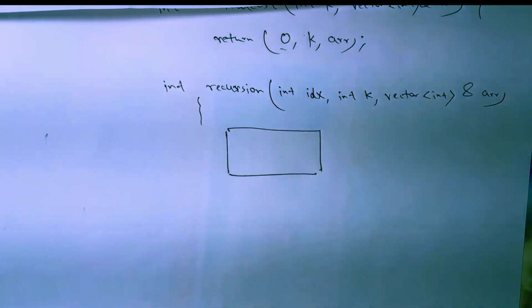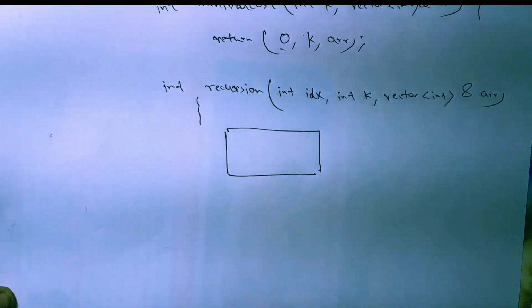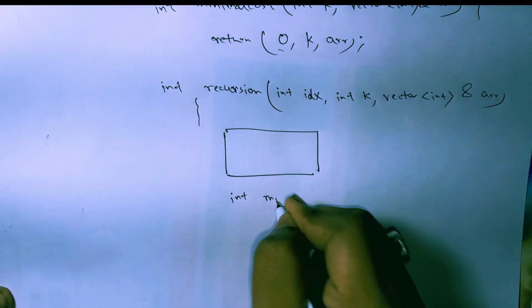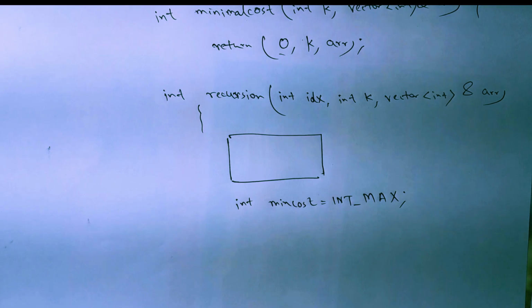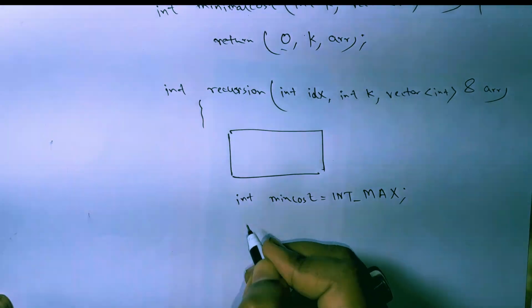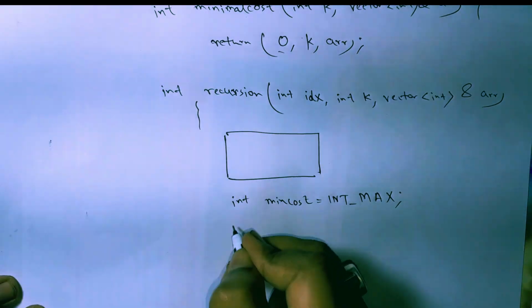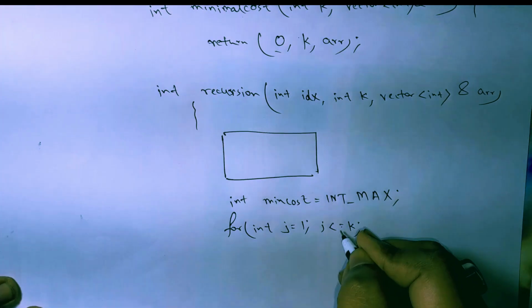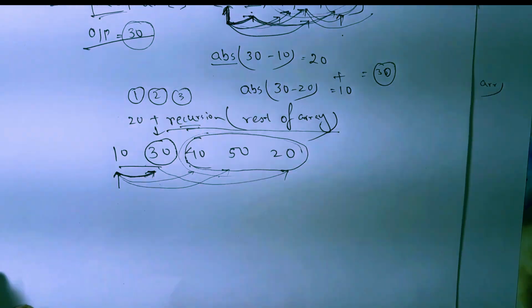Okay, hypothesis. I have to store the minimum now. For that I can declare a variable which will store the maximum, and every time I will compare with that, by which I will get the minimum. So I will take one variable, int min cost, which is int max. Then I will run a for loop: for int j equals 1, j less than or equal to k, j plus plus. Hope you have understood why I am using a for loop.